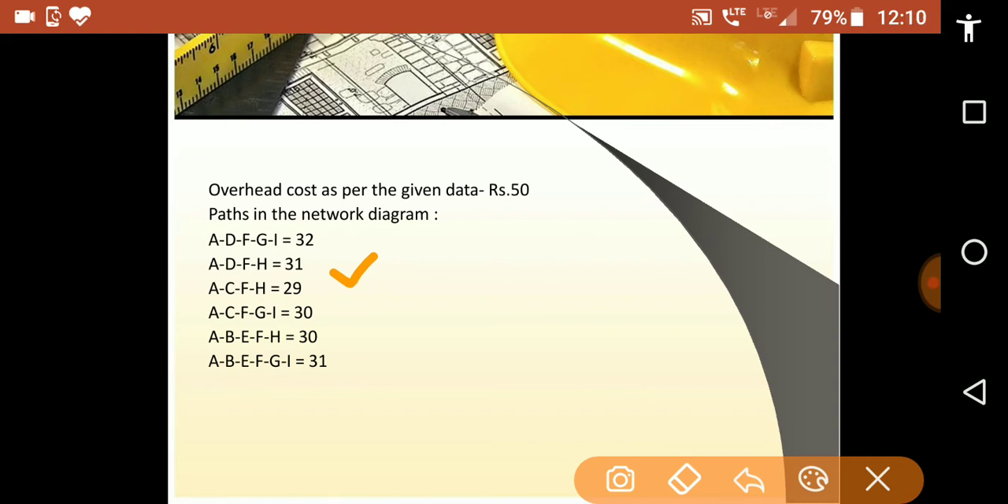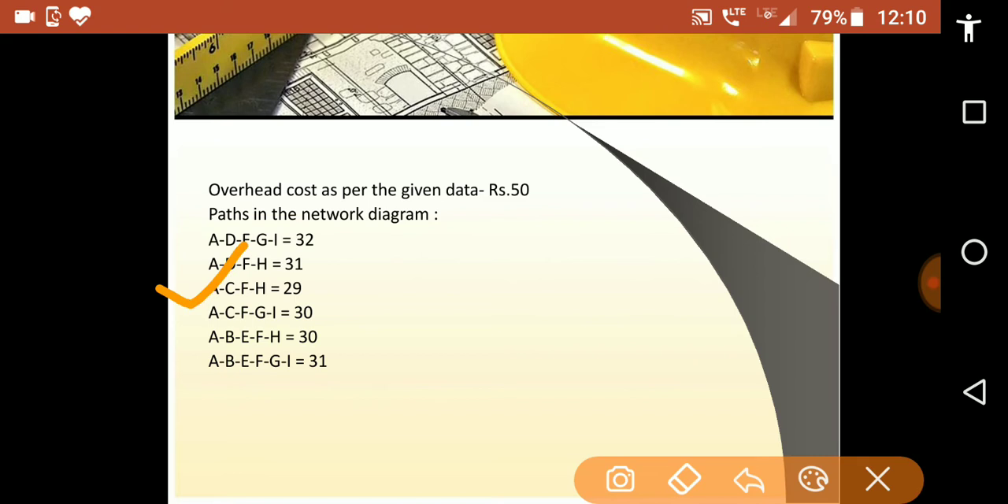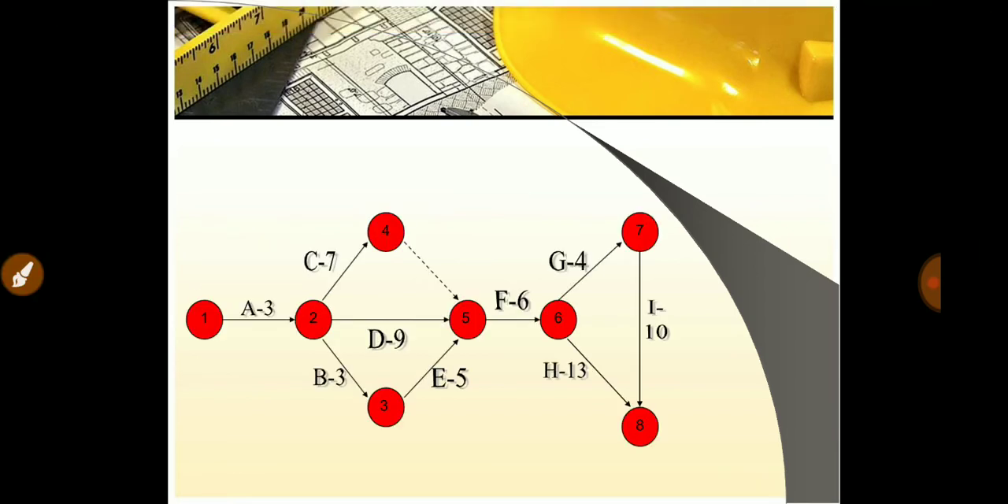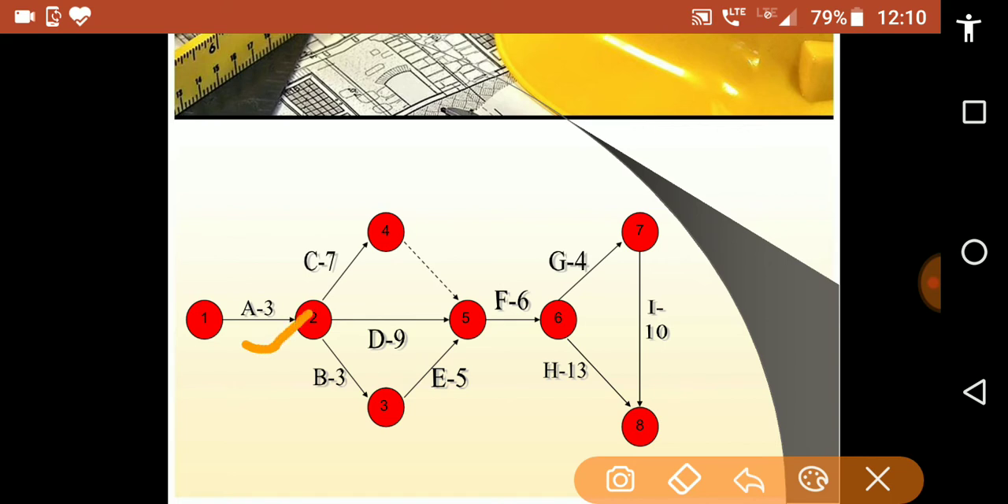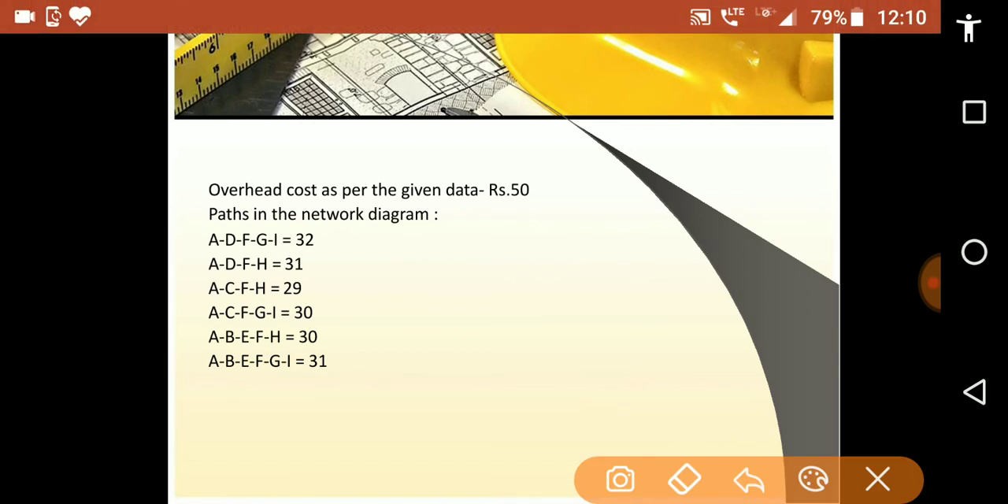Next path is ACFH. Let us see in the diagram. ACFH. The time duration of this path is 7 plus 3 plus 6 plus 13. 7 plus 3 is 10, 10 plus 6 is 16, 16 plus 13 is 29. So the time duration of this path is 29 weeks.